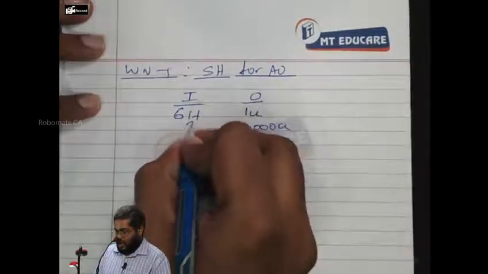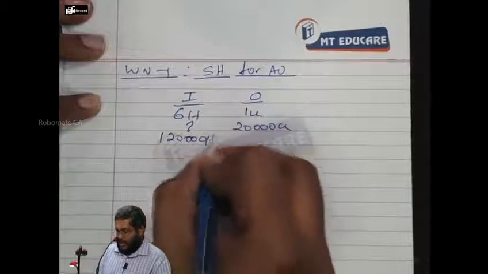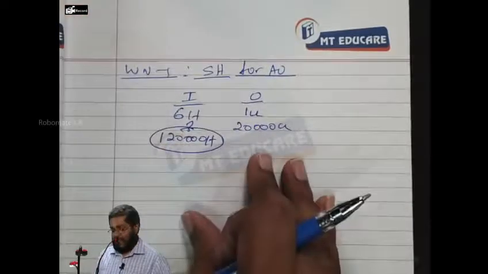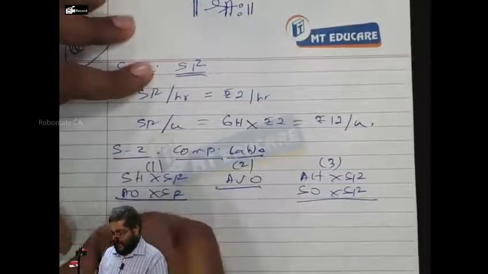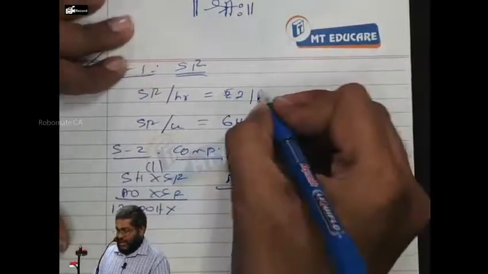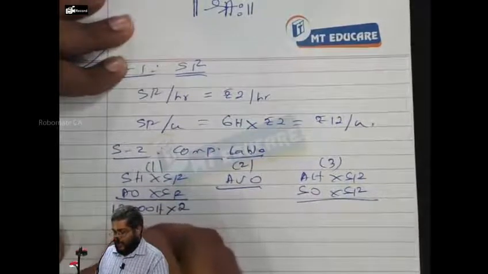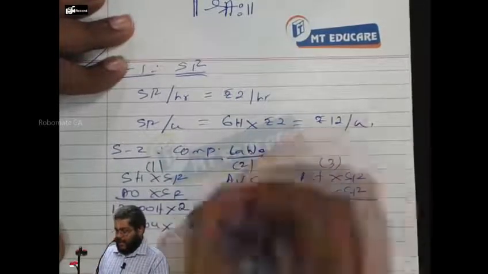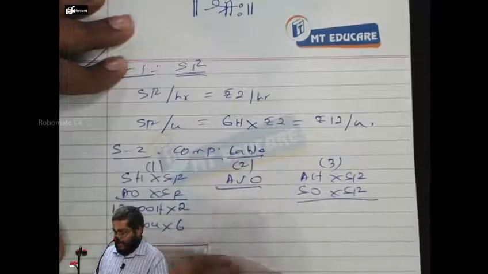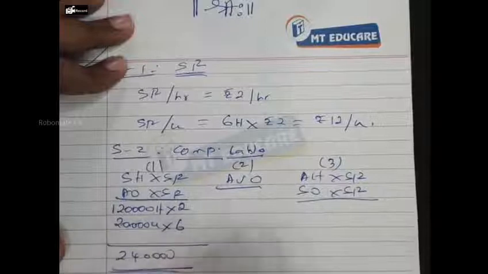20,000 units. So how many hours are allowed? 1,20,000 hours. This is what I call standard hours. Standard hours 1,20,000 into the standard rate per hour, 2 rupees. The actual output is 20,000 units, and the standard rate per unit is 6. Both will give you how much here? 2,40,000.